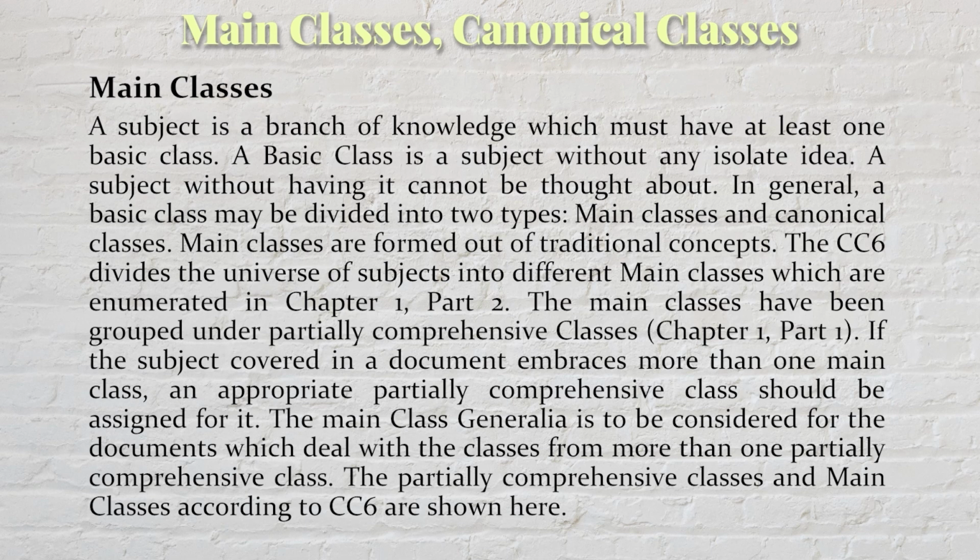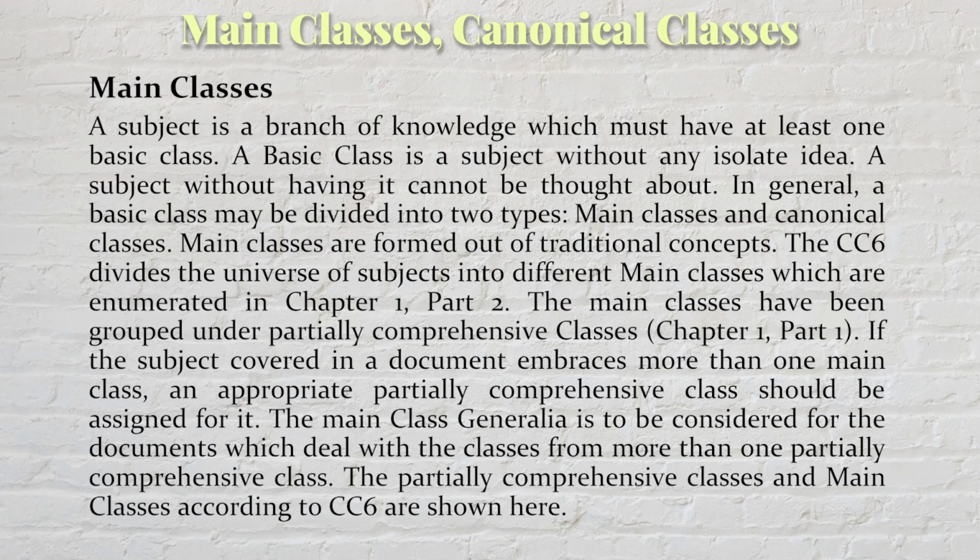The Colon Classification 6th edition divides the universe of subjects into different main classes which are enumerated in chapter 1, part 2. The main classes have been grouped under partially comprehensive classes, vide chapter 1, part 1. If the subject covered in a document embraces more than one main class, an appropriate partially comprehensive class should be assigned for it. The main class generally is to be considered for the documents which deal with the classes from more than one partially comprehensive class.